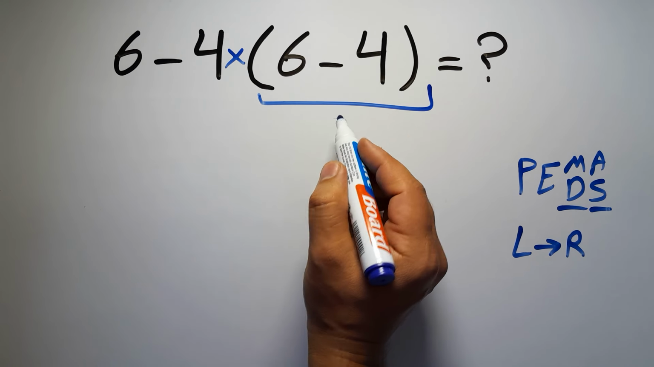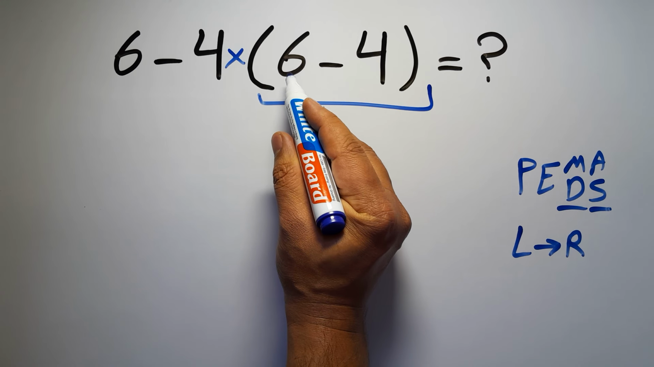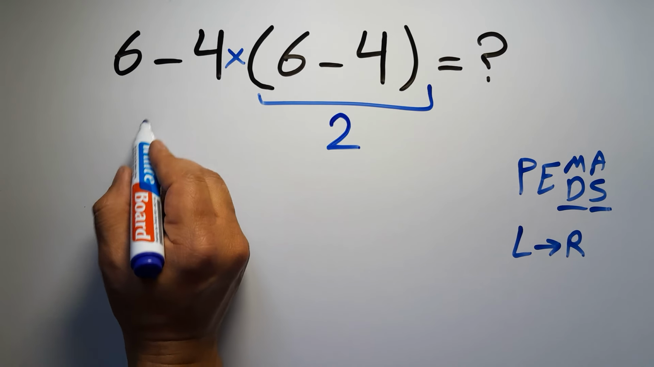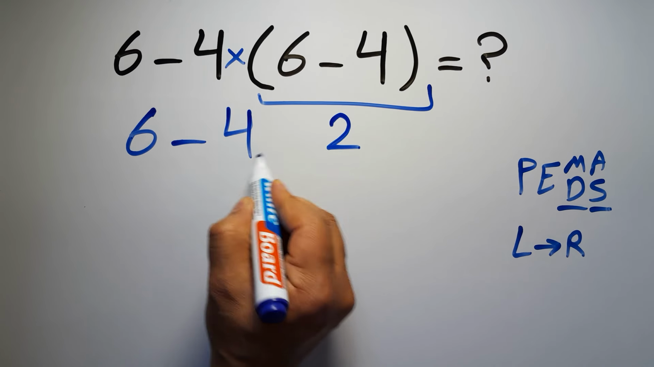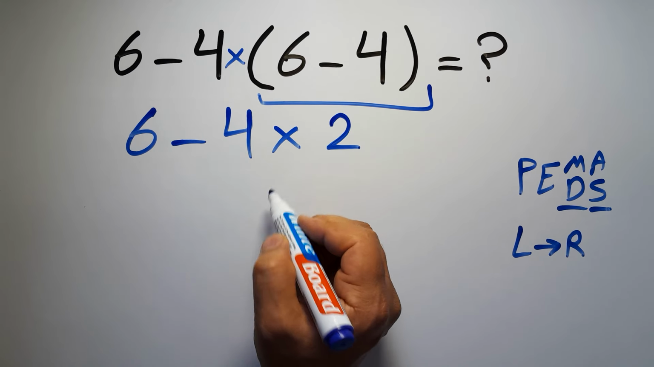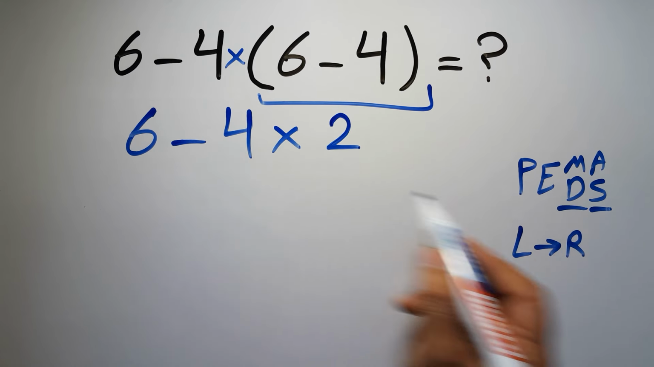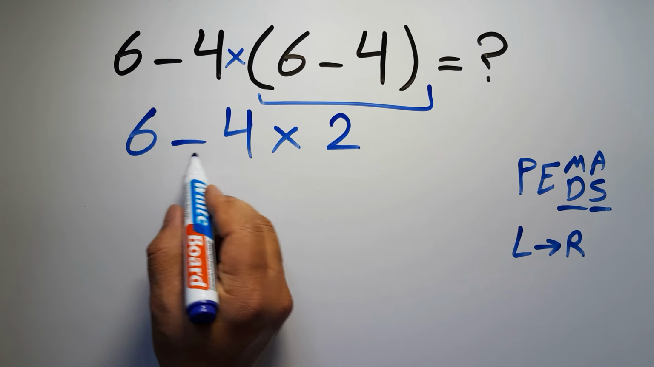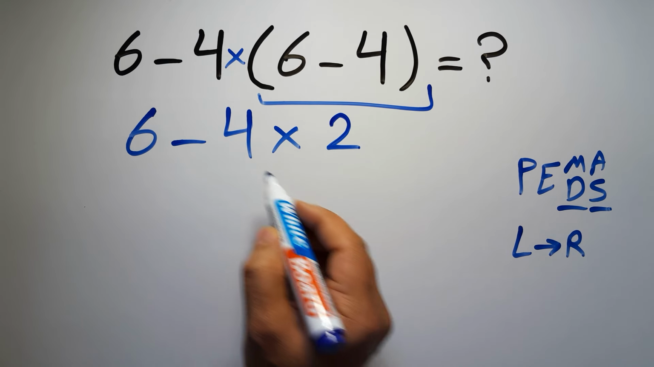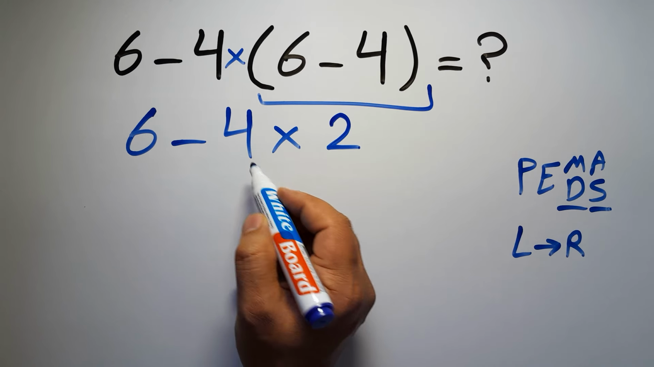So first this parenthesis. Inside this parenthesis we have 6 minus 4, which equals 2. So 6 minus 4, then times 2. Now we have one subtraction and one multiplication. According to the PEMDAS, multiplication has higher priority than subtraction, because multiplication comes before subtraction. So here first we have to do this multiplication.